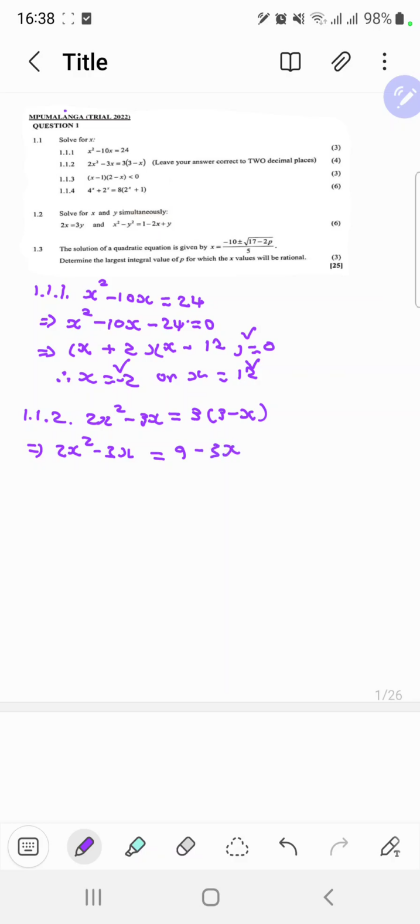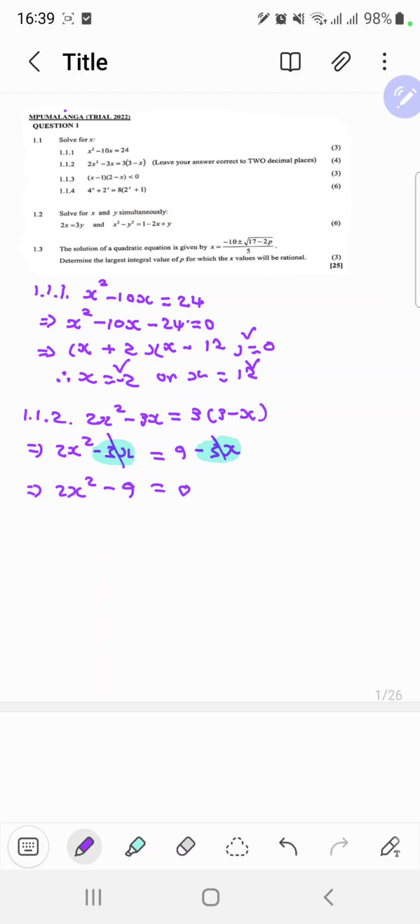Okay, so this is fine. So you see here, this minus 3x is the same as this minus 3x. So once they are the same on either side of the equation, they will simply cancel. Okay, so all we have here now is a difference of two squares. 2x squared minus 9 is equal to 0.